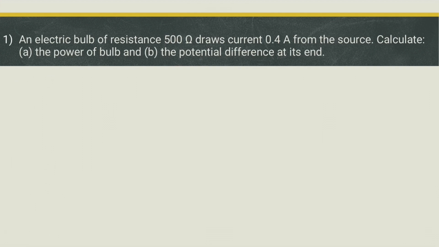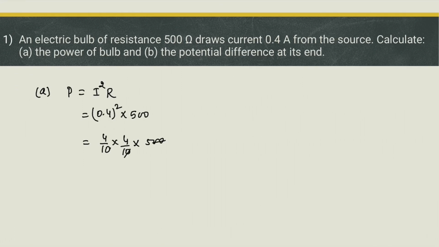An electric bulb of resistance 500 ohm draws a current 0.4 ampere. Calculate the power of the bulb. So here, based on the information given, we can use the formula P is equal to I square R. Current is 0.4 into resistance is 500 ohm. So this is 4 by 10 into 4 by 10 into 500, which is 80 watt.